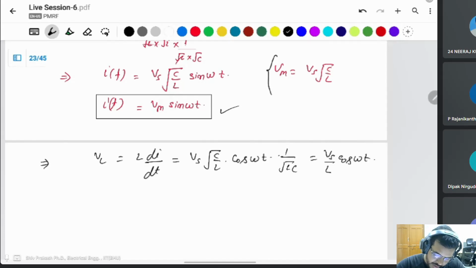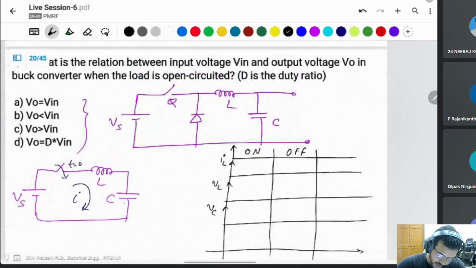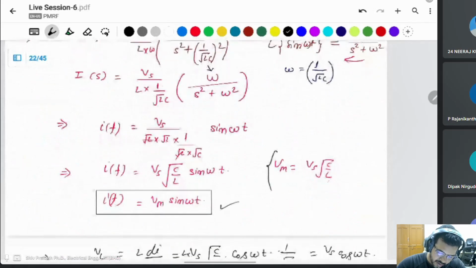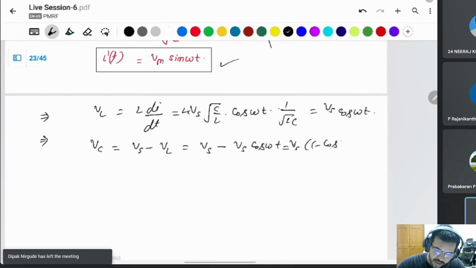There is L also here, L di by dt. Then L also cancels out. Then simply Vs cos omega t is the input inductor current. Then what is the voltage of capacitor Vc? Vc is, you can say, Vs minus VL in this circuit. Vs minus VL, where VL is Vs cos omega t. If you take Vs common, then 1 minus cos omega t.